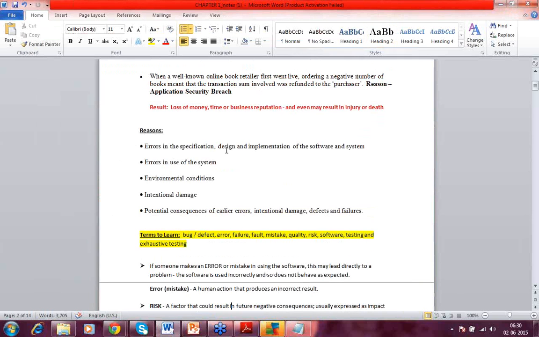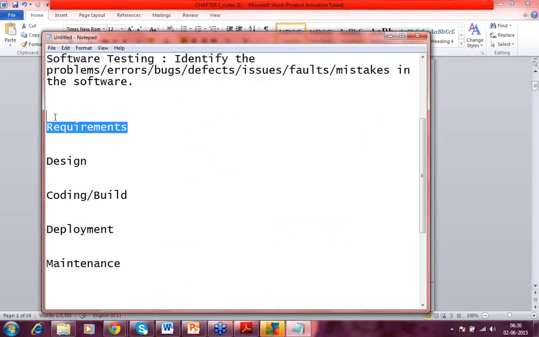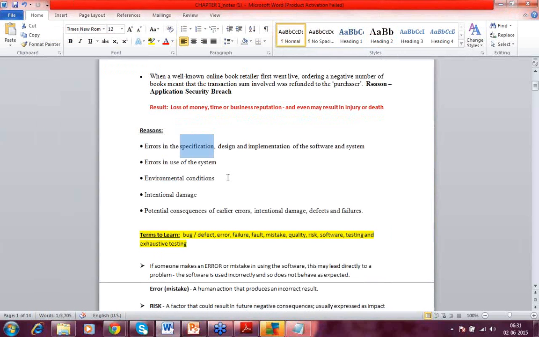Now, the reasons for all these things is errors in the specification. When somebody writes the requirements for that particular project, what we wanted to develop, in that we have some problem. The requirements have not been captured well. The requirements have not been articulated very well as to what the customer is looking for or what the application is expected to be. Or it could be a design problem.